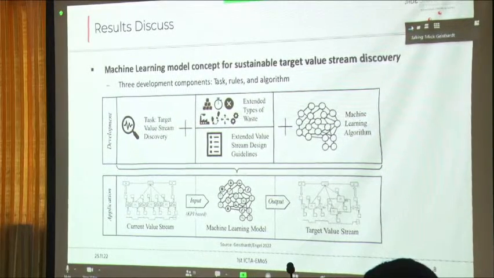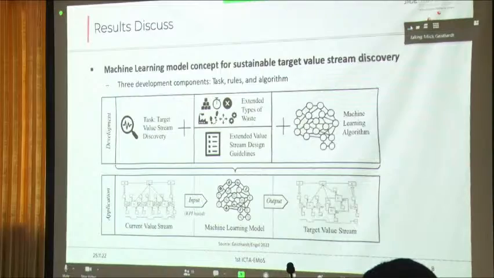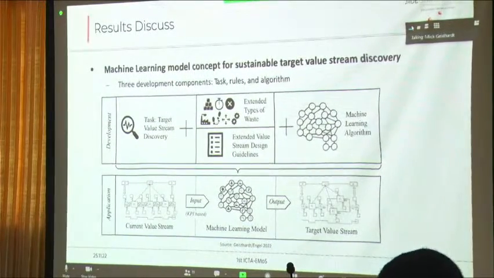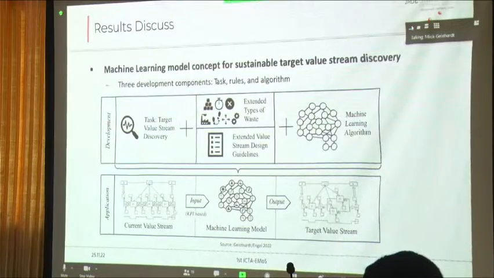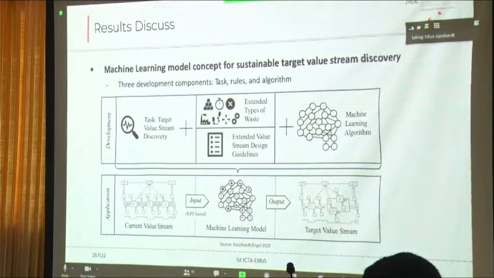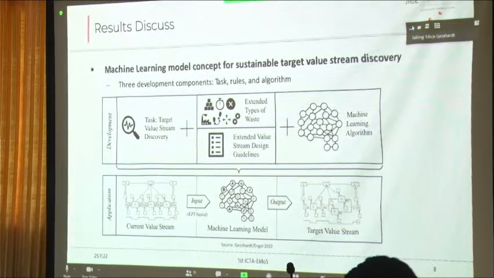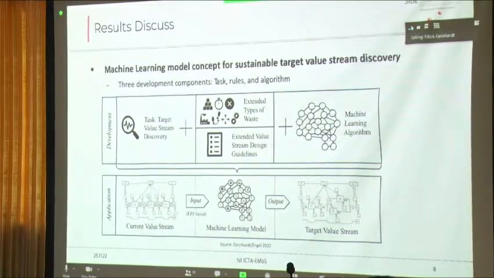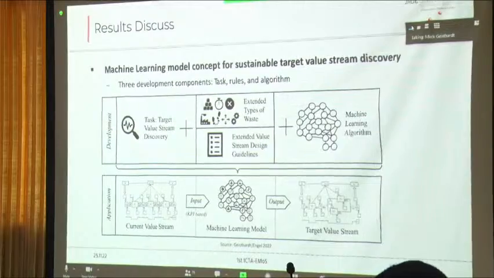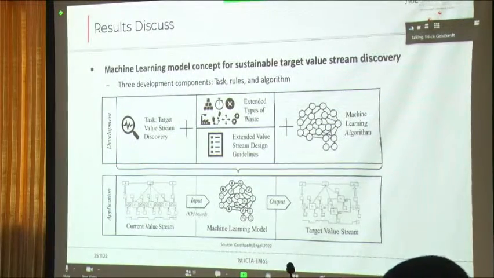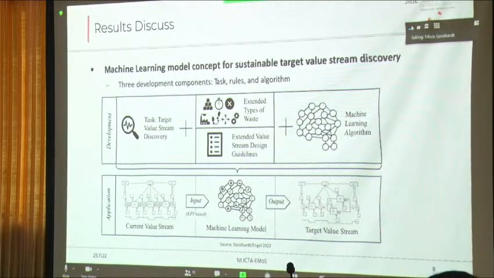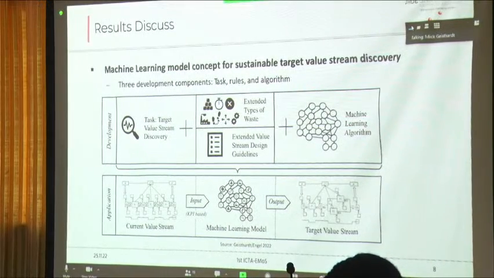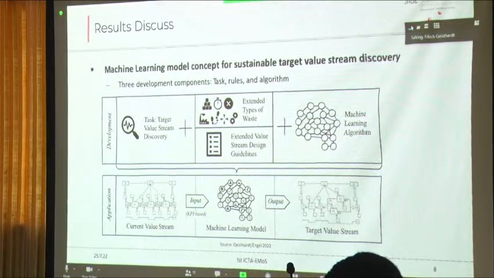And in the end, in the overall application, this developed digital application should be able to use a KPI-based current value stream as an input, then evaluate everything, allocate wastes, and perform optimization according to the guidelines, and give us as the output the target value stream, or give us hints for the improvement team to develop the target value stream.